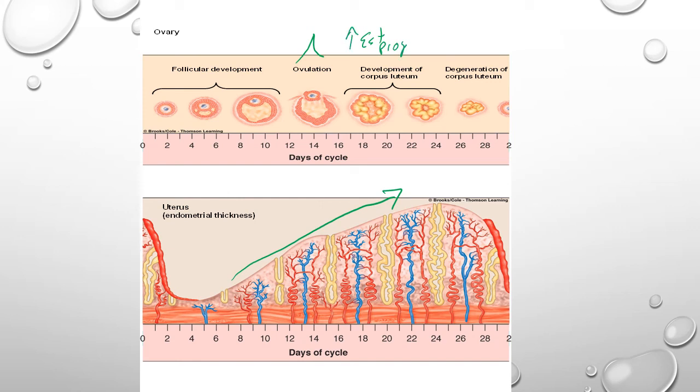As we get degeneration of the corpus luteum, we're going to get an increase in FSH and LH levels once again, and that's going to lead to the degeneration of the endometrium and the eventual death of the endometrium with the beginning of the next cycle. So menstruation is occurring there at day 28. We have the blood vessels kinking off, dying off, and the tissue being sloughed off from that point.